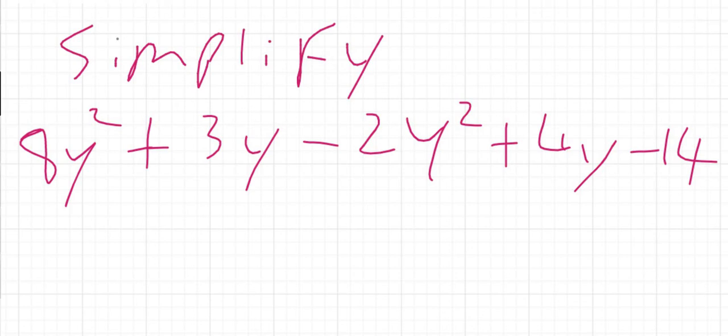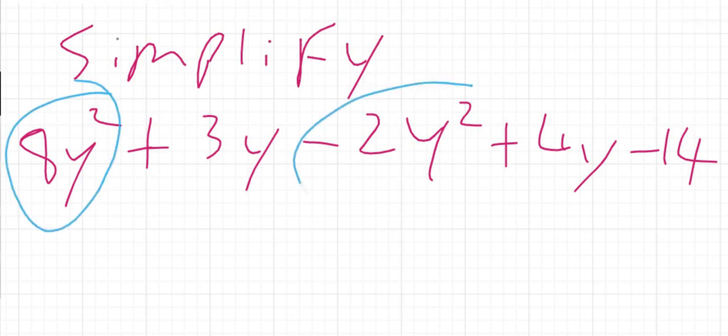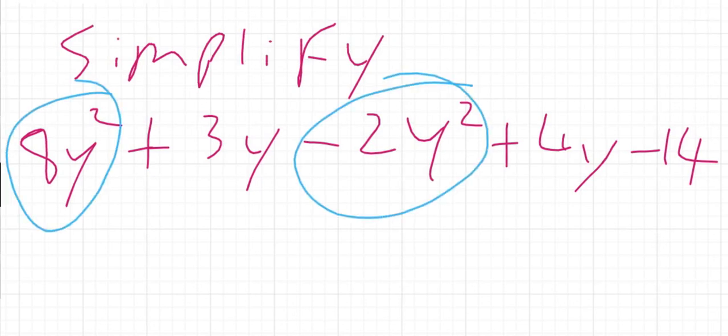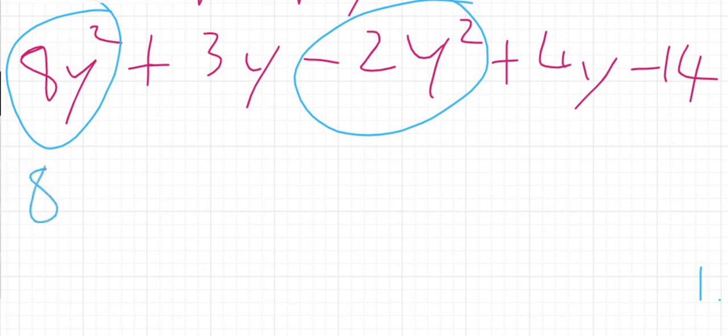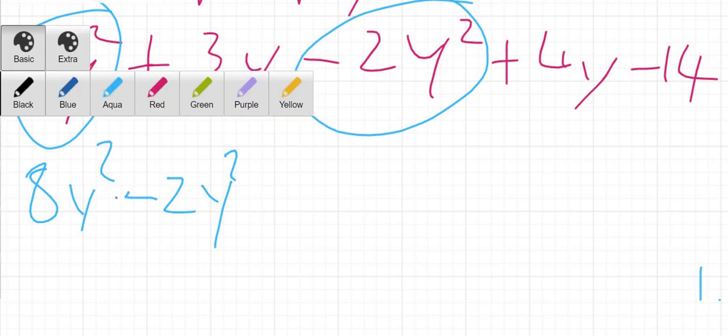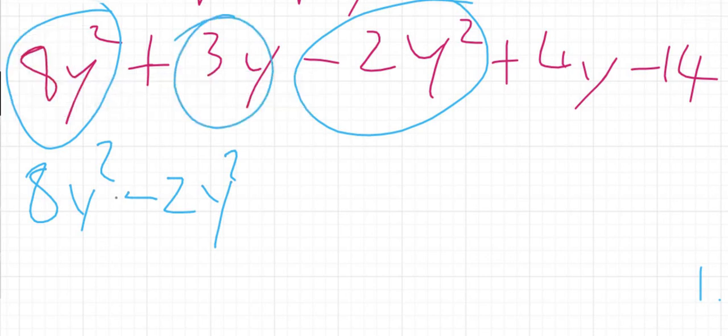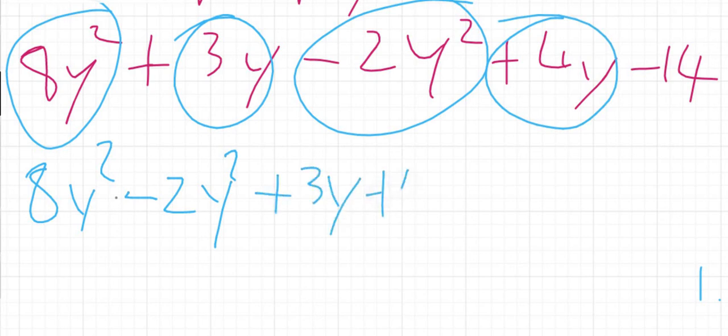now the first thing that we do, the first step, is we identify the like terms. And what are the like terms? We're seeing the y squares as the like terms. So we just go ahead and group them. So we have 8y squared minus 2y squared. And then we look for the other like terms. So the like terms would be 3y plus 4y. So we'll just bring them down. So it's 3y plus 4y.